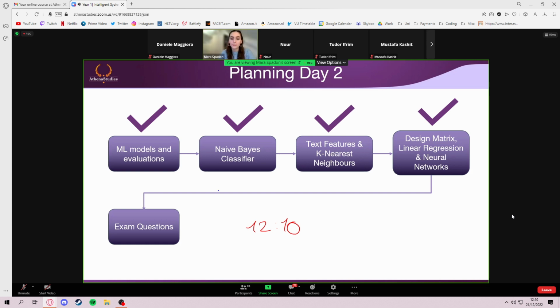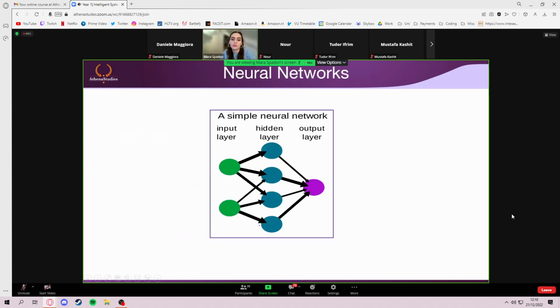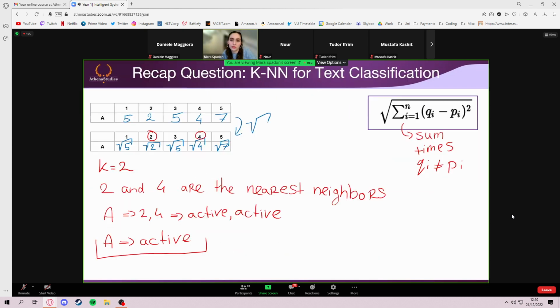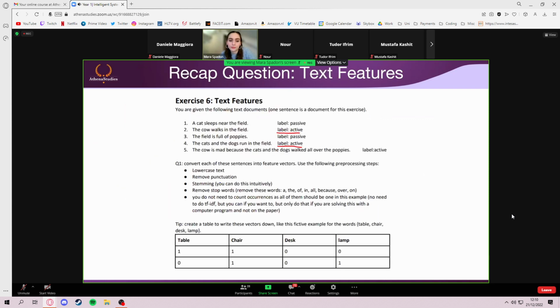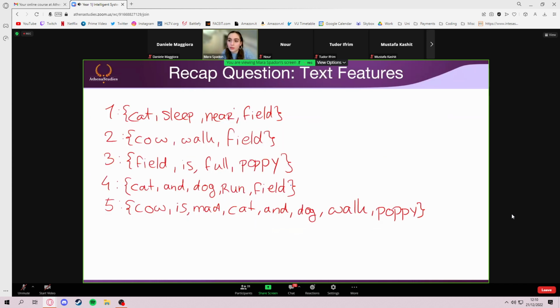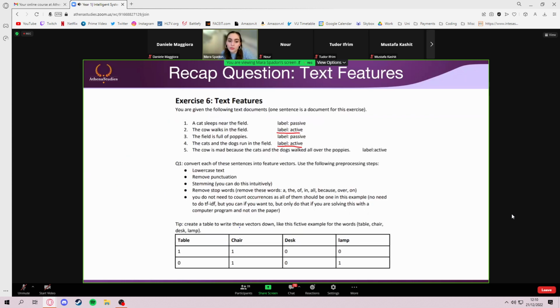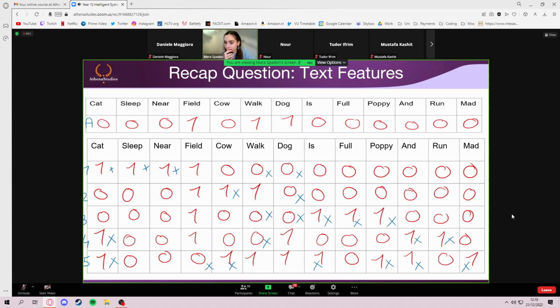Okay. So I see a question stating, what is a text feature vector? If we go back to what we just did in k-nearest neighbors, you can convert sentences into feature vectors. First, you pre-process them, and then to write these vectors down, you put them in a table like that.